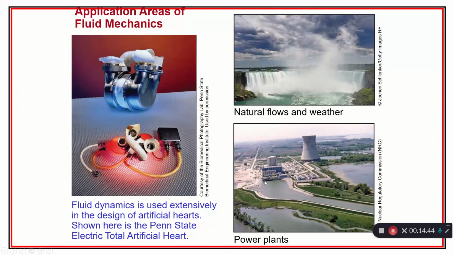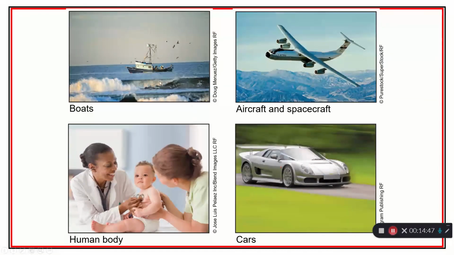In power plants, in the piping systems and stuff. Boats and waves, how the waves work. This is fluid mechanics. We can study that. We can also see the resistance to motion that the water causes. So that's hydrodynamics. We also have aerodynamics on aircraft and spacecraft. Within the human body, the flow of fluids, especially blood. Cars have aerodynamics as well, but inside the engine there are also some fluids moving around.